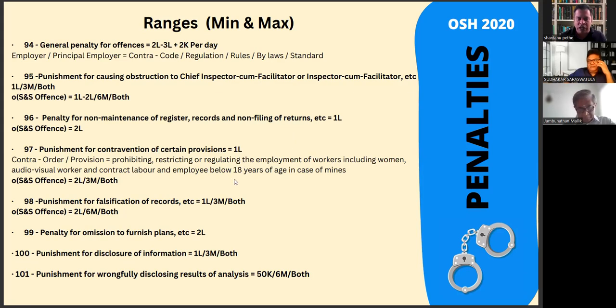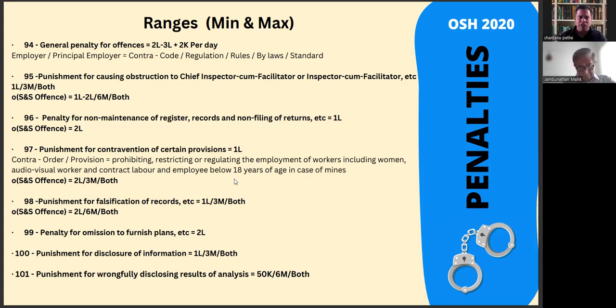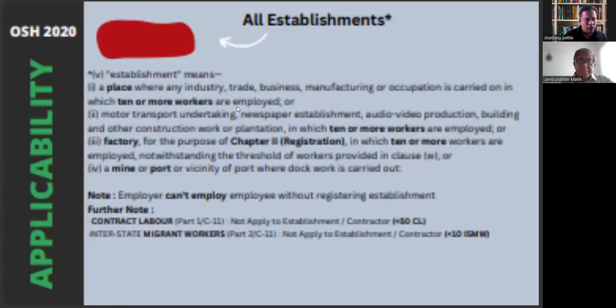Punishment for contravention of certain provisions. Now, what are these certain provisions? They are provisions relating to prohibiting, restricting, and regulating the employment of workers, including women, audio-visual workers, contract labor, and employees below 18 years of age in the case of mines. If these special provisions are violated, there will be a penalty of 1 lakh, and for a second and subsequent offense, a penalty of 2 lakh, 3 months imprisonment, or both. These are the things where we were like.